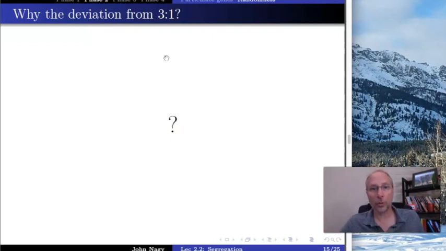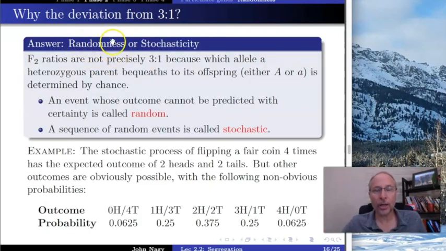Okay, so what are we talking about here? We're talking about this concept of randomness. A random problem, a random event, is any event the outcome of which cannot be predicted with certainty. Okay, like a coin flip. Flip a coin, that's a random event. Okay, so that's the definition of random.